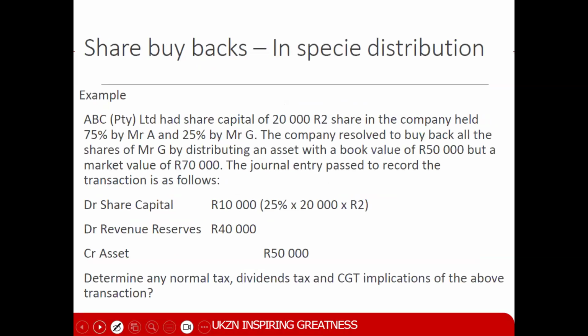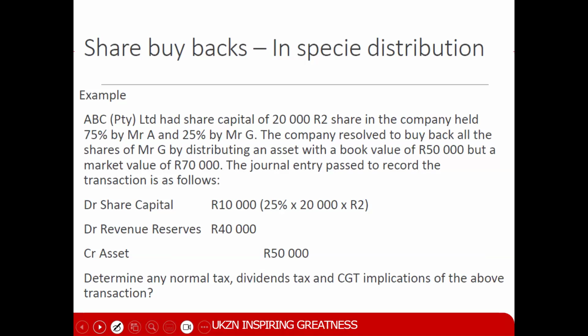Another example, in specie distribution. ABC PTY had share capital of 20,000 shares at 2 rands each, held 75% by Mr. A and 25% by Mr. G. The company resolved to buy back all the shares of Mr. G by distribution of an asset with a book value of 50,000. Now, this is a dividend in specie, with a market value of 70,000. The journal entries passed to reduce were: debit share capital 10,000, which is 25% of that one. Then debit revenue 40,000, then credit asset. Why the asset? They are actually using the book value.